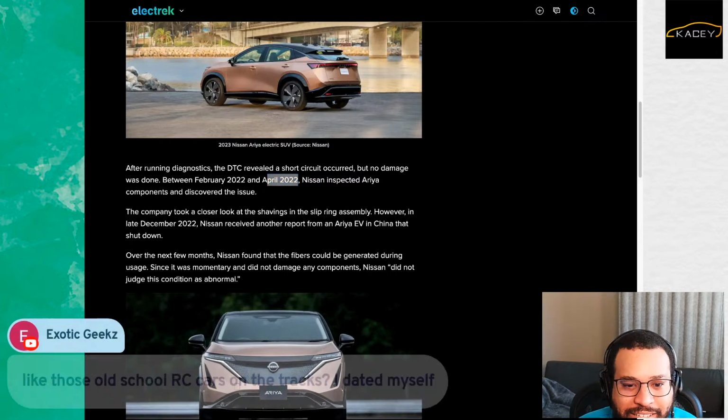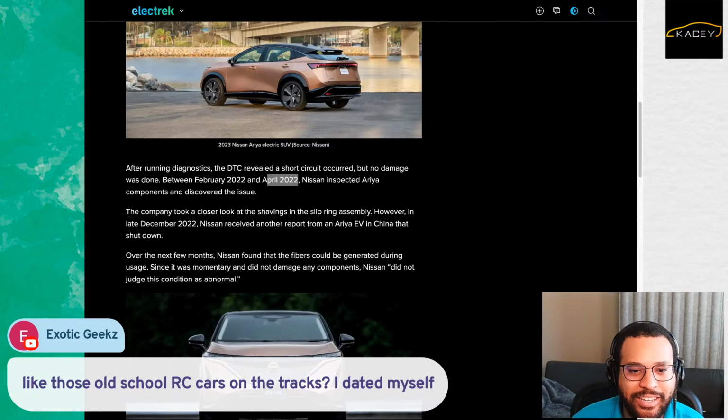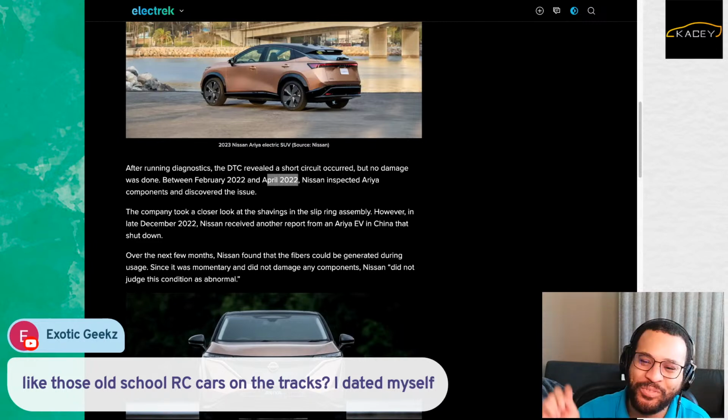Exotic Geek says, like those old school RC cars on the tracks. Yeah, yeah. I had played with them when I was a kid. The slot cars.